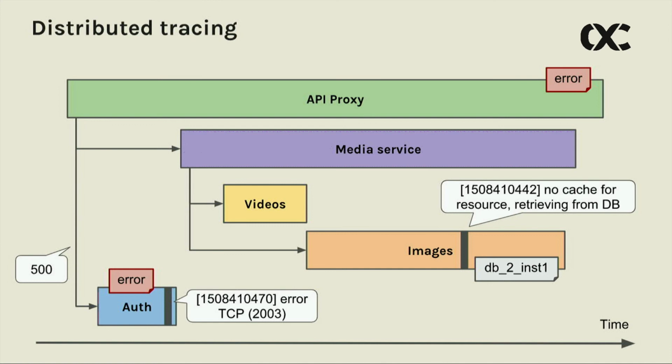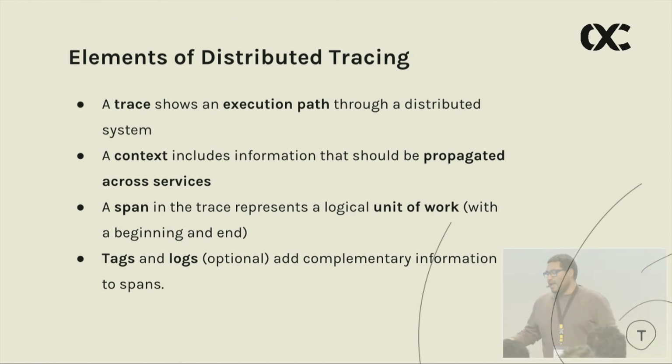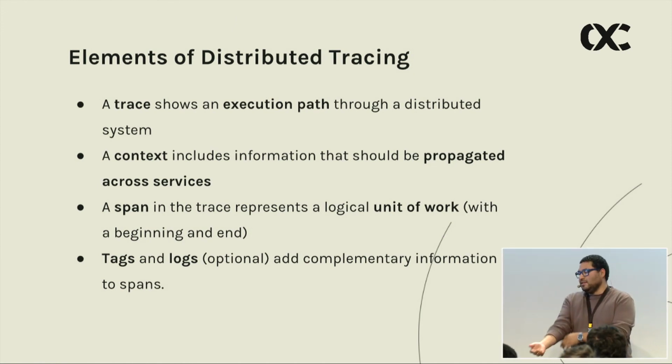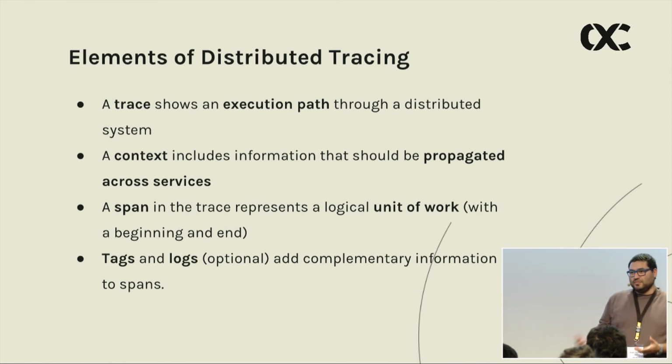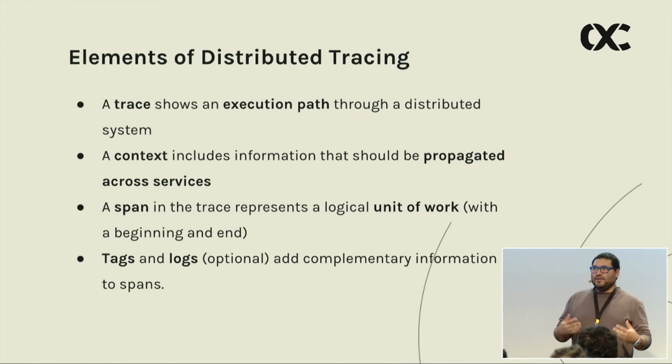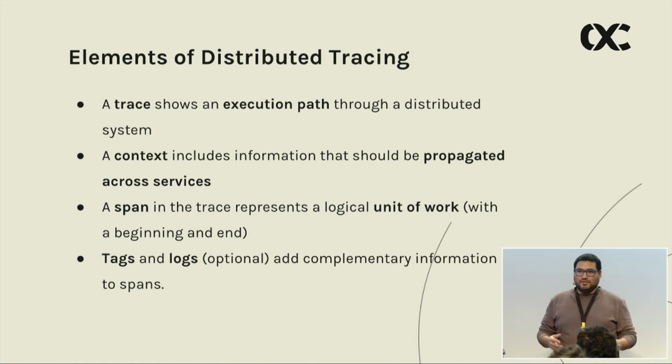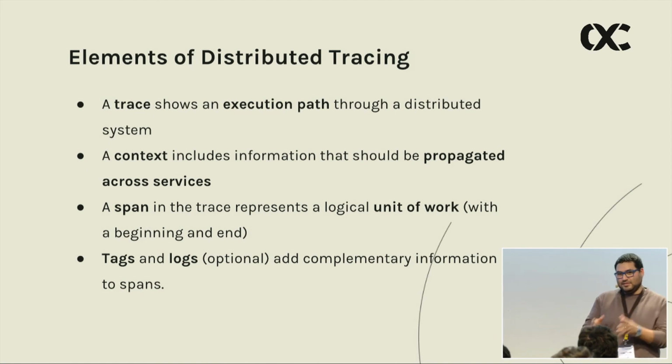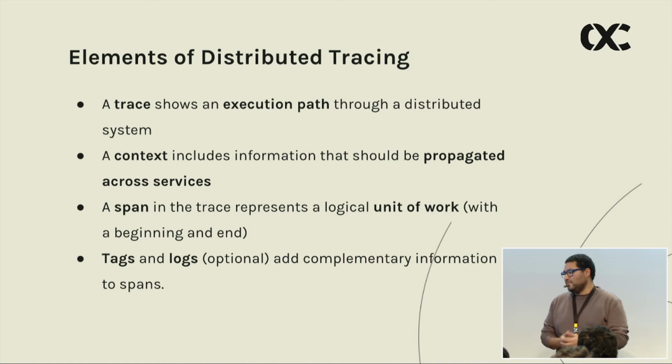In some cases, you have a load balancer for each service, and then you want to see which instance of the service has been hit. Right? That sort of information can be added as tags as well. So let's explain the elements of distributed tracing. The first one and the most important one is a trace, because a trace shows you an execution path, right? You can think of a trace as the full story of something, and then the spans, which we will see later, are each side of the story told by each actor, right?